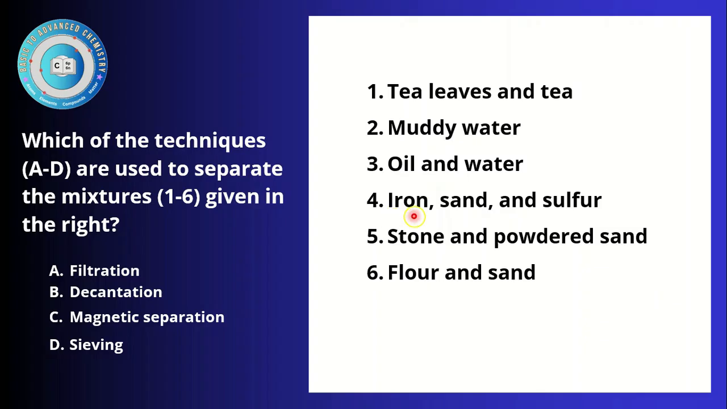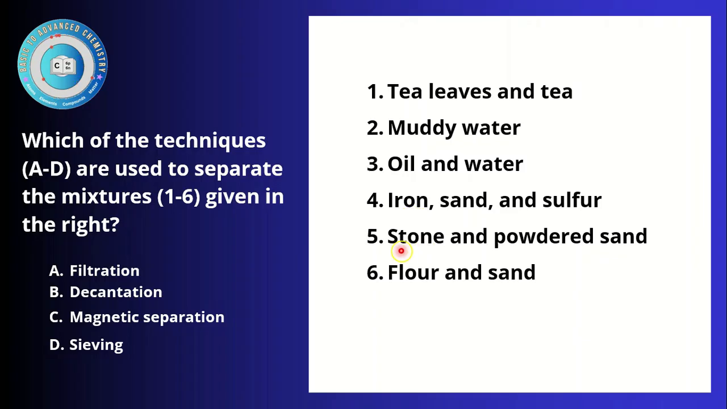We have a mixture here: iron, sand, and sulfur. So these components have different magnetic properties. Therefore, from these components, iron has magnetic properties and the rest have non-magnetic properties. Such types of mixtures are separated by using magnetic separation.